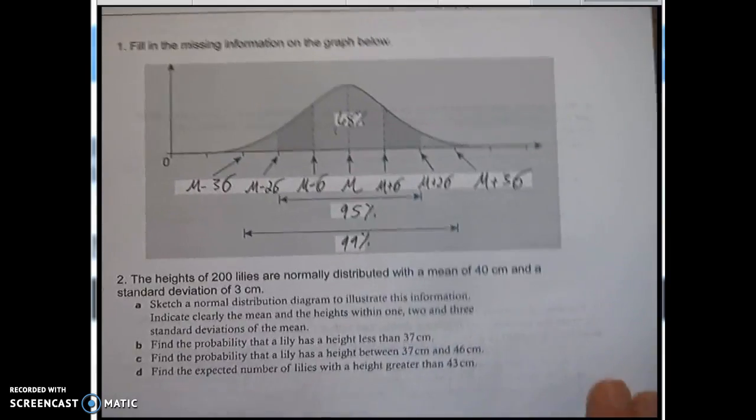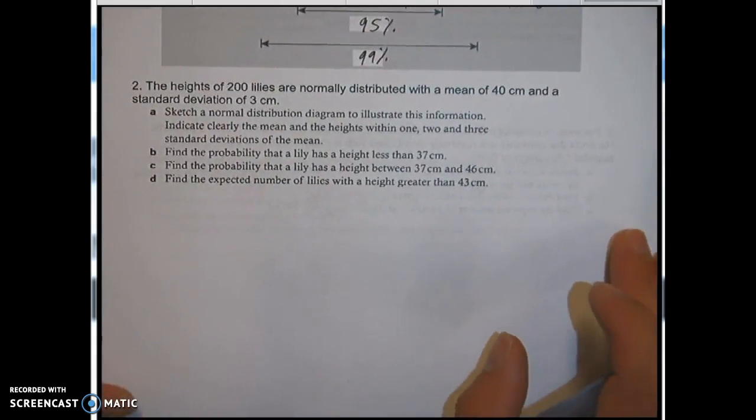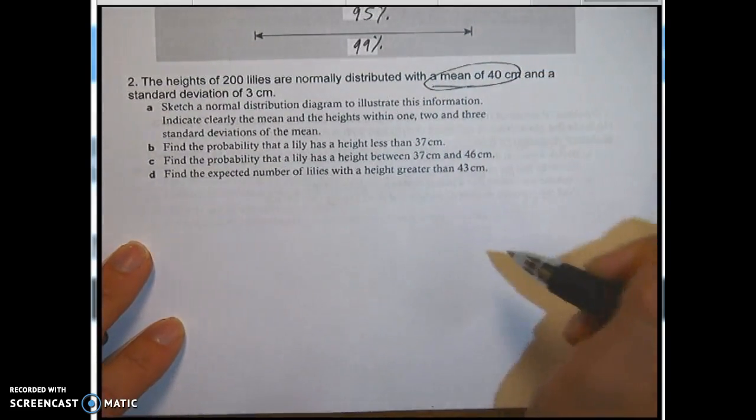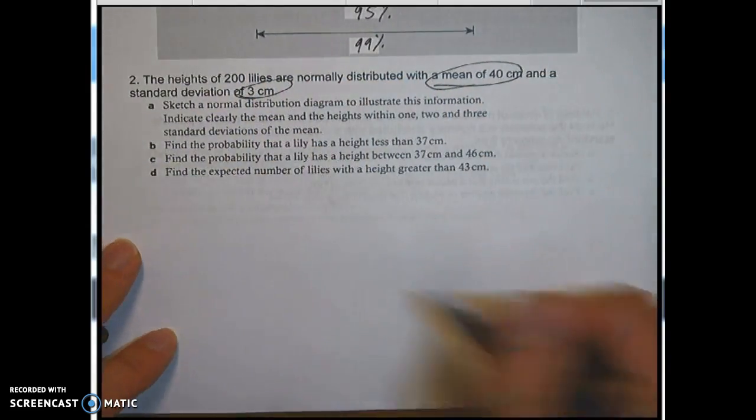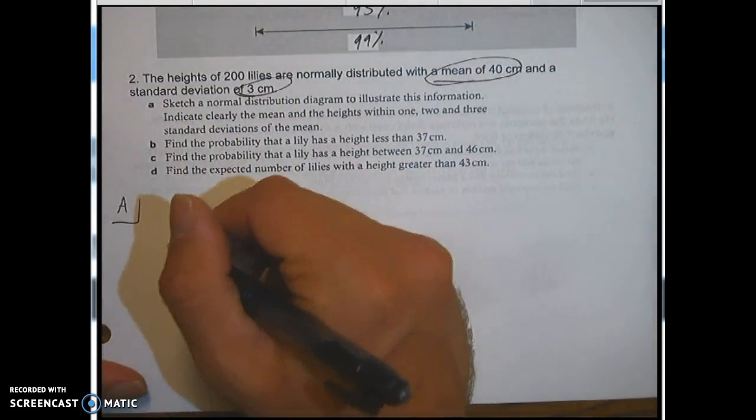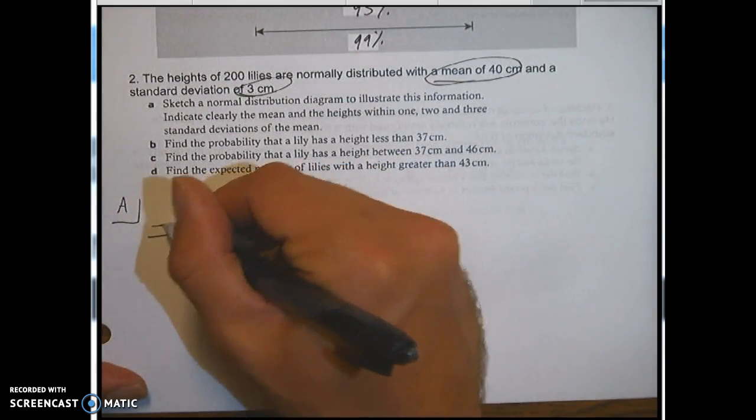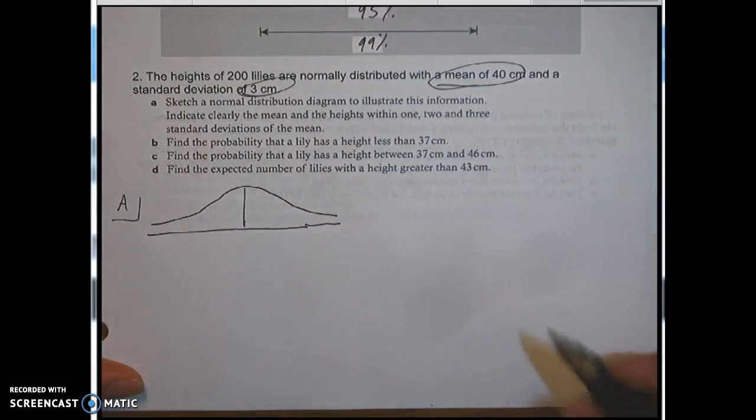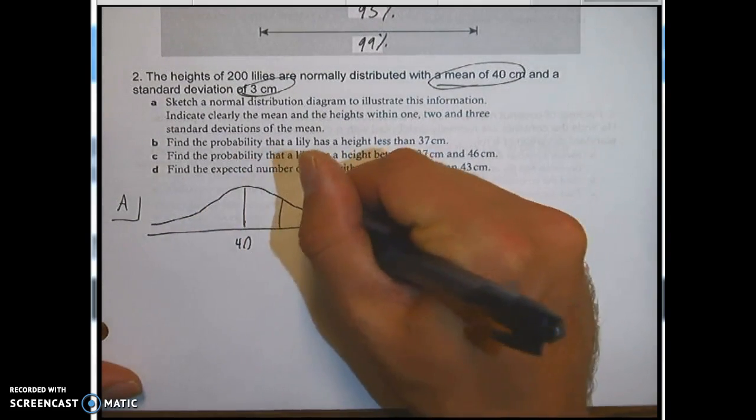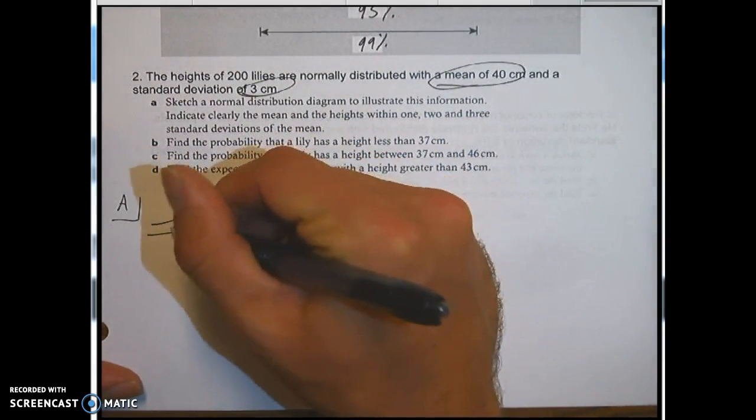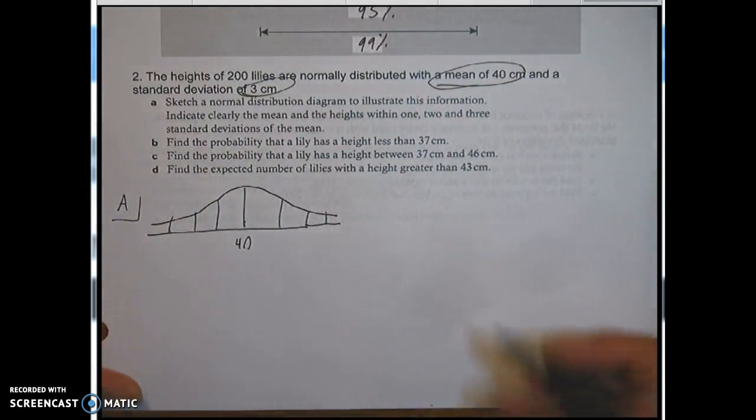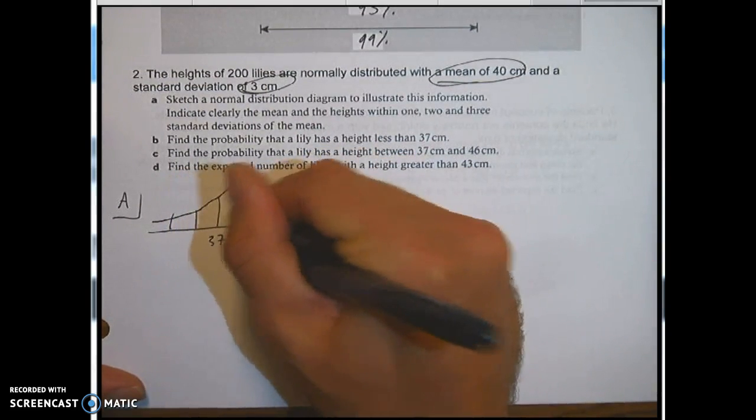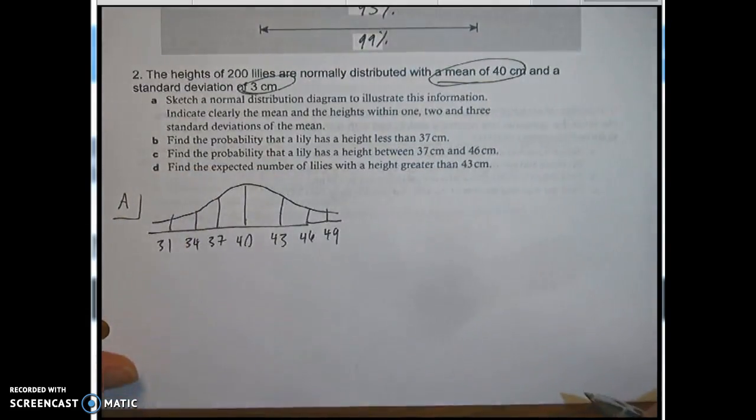So this is what it looks like, and we can use this curve to answer questions if we know things are normally distributed. For instance, the heights of 200 lilies are normally distributed with a mean of 40 and a standard deviation of 3. Part A, we're supposed to sketch a normal distribution to show this. So you start with that nice bell curve, put the mean in there of 40, and then 1, 2, 3 standard deviations. They tell me the standard deviation is 3, so it's going to go up by 3 every time, and down by 3 every time.